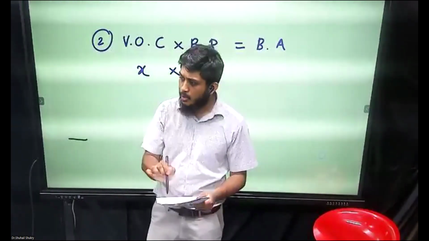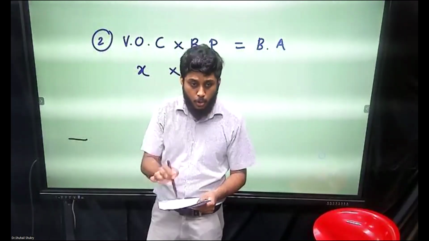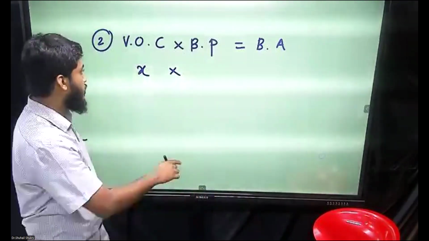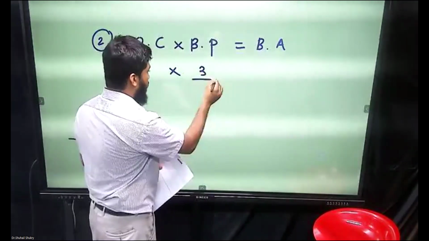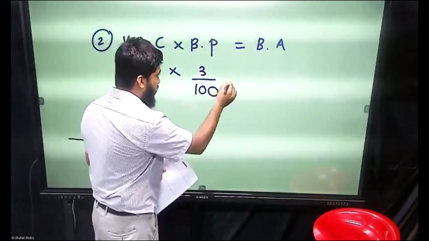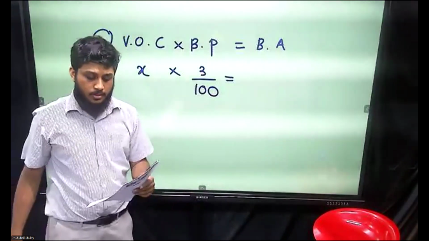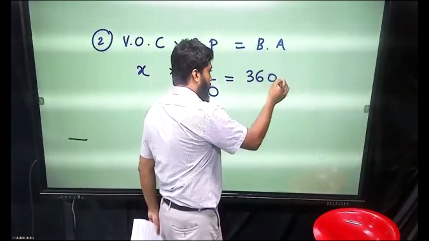So what is this 36,000? Speak. Brokerage fee, not the value of the car. So you have to put the proper things in proper places. Do you know the brokerage percentage? Yes, 3%. 3% means what should you write? 3 over 100. Do you know the brokerage amount? Yes, 36,000.